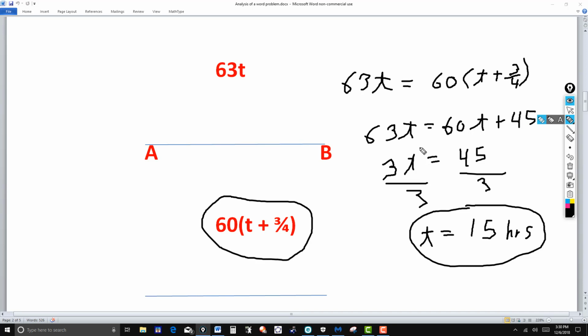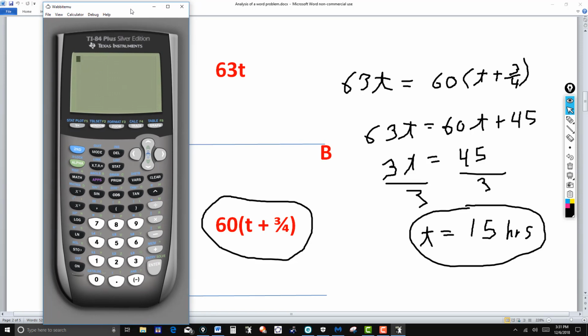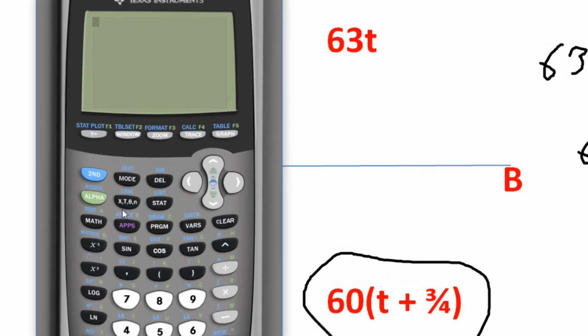Now, we can check this, and you always want to do that. Does your answer make sense, and can you check it? So in this case, let's compute the distance traveled by Bill: 63, and his time supposedly is 15. So this would be times 15. From the start to the point where he catches up, he goes 945 miles.